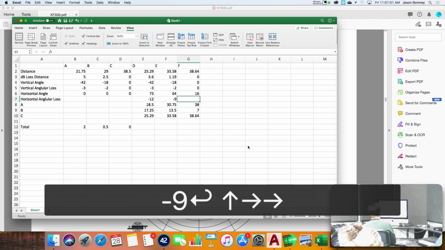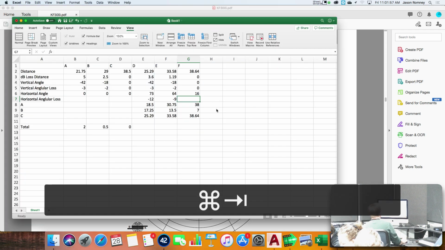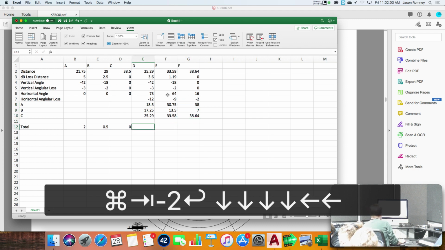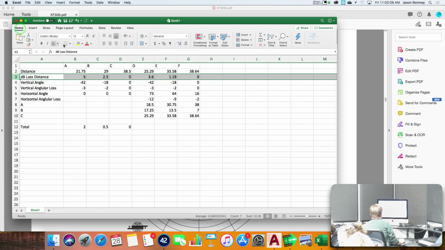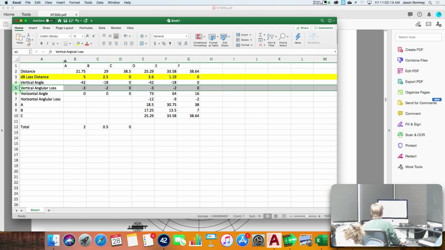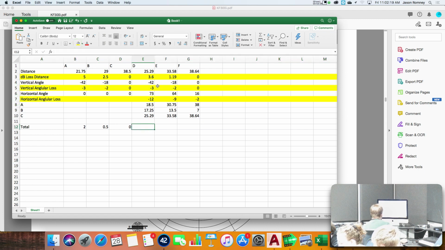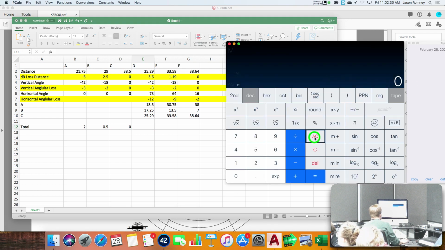Okay, so what's the total? Let me highlight the rows that are meaningful to us right now. Okay, so what's the total? 3.6, negative 3, and negative 12. 3.6, -3, negative 12. 12.6. So we are negative 12.6, right? Yeah, -12.6. Is that right?